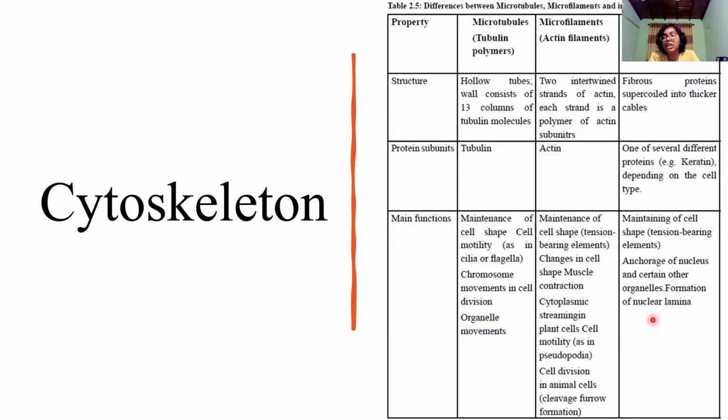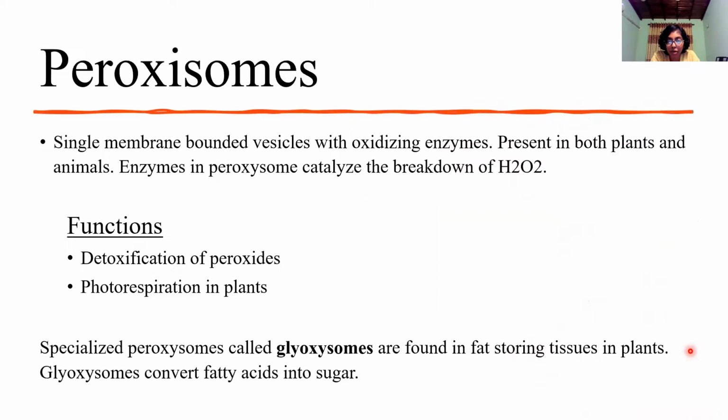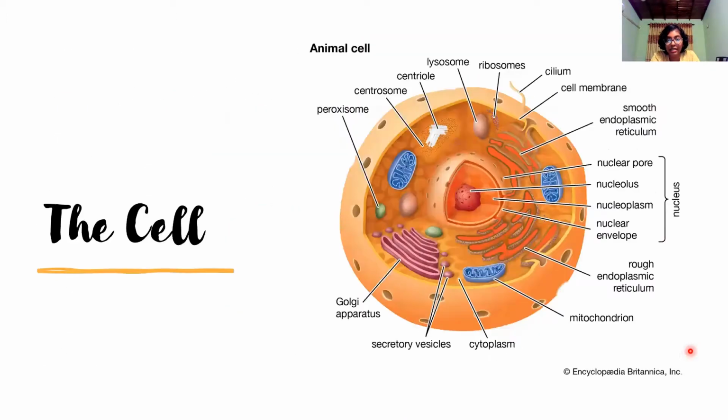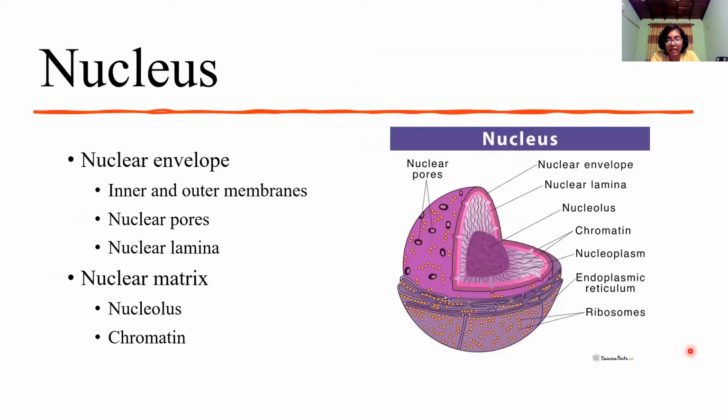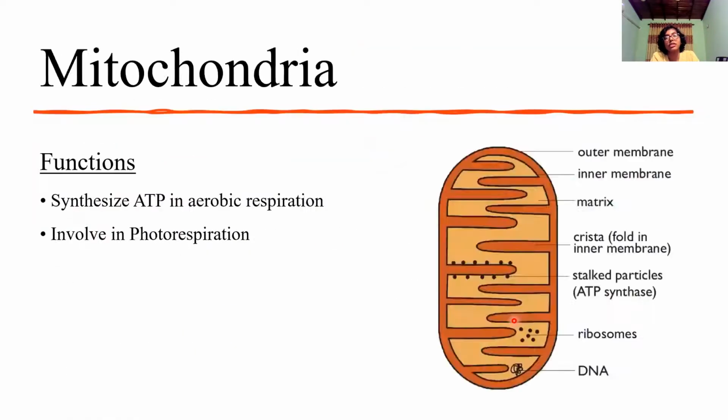And then formation of nuclear lamina, so it's useful in the formation of nuclear lamina. I hope you can remember what the nuclear lamina is. As we all talked, here you can see this pink colored layer. This is the nuclear lamina. So these intermediate filaments are useful in the formation of nuclear lamina as well. So these are the functions.